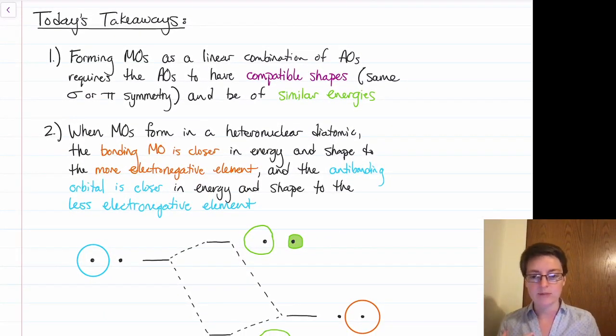So let's bring things back and summarize what our most important takeaways are when it comes to thinking about MO diagrams for arbitrary diatomic molecules, both homonuclear and heteronuclear. Our first important takeaway is that forming MOs comes about as a linear combination of atomic orbitals, but not all atomic orbitals are equally able to form MOs. To form molecular orbitals, atomic orbitals must have compatible shapes, having the same symmetry, and they must be of similar enough energies to lead to appreciable mixing.